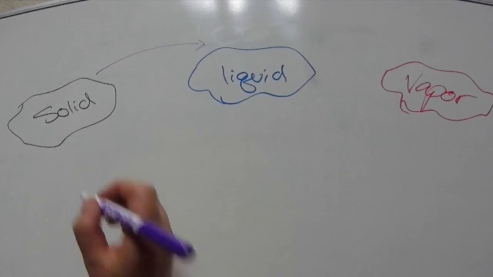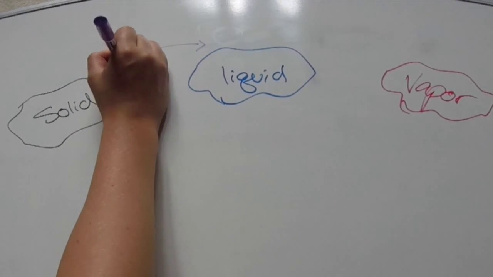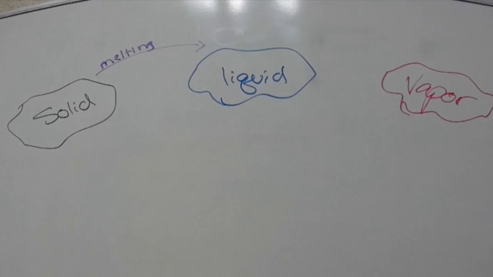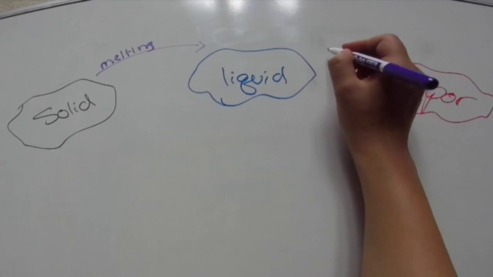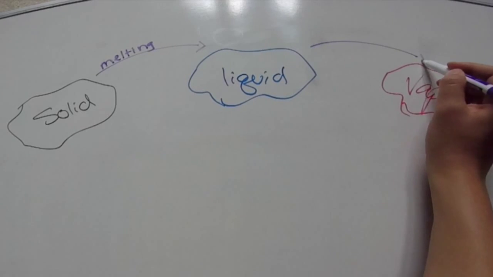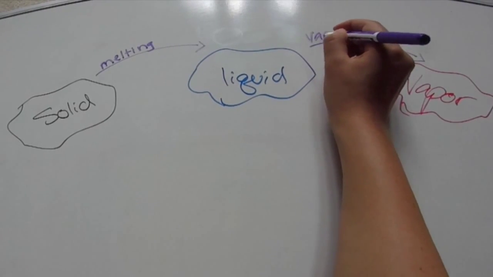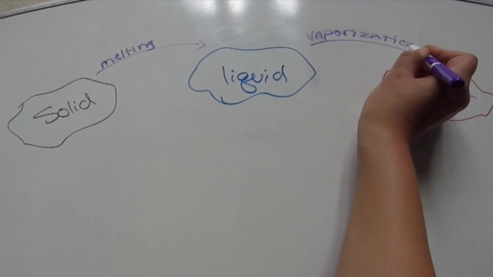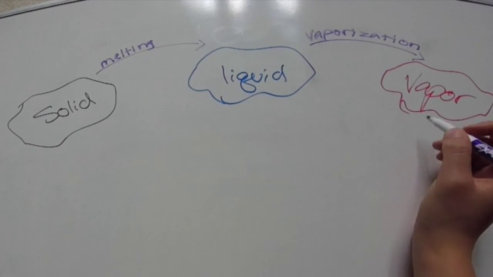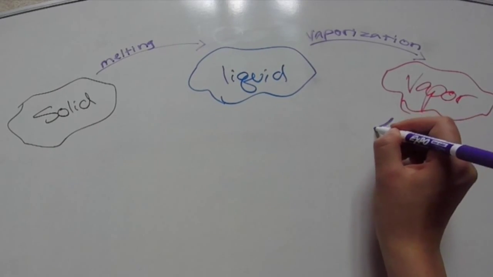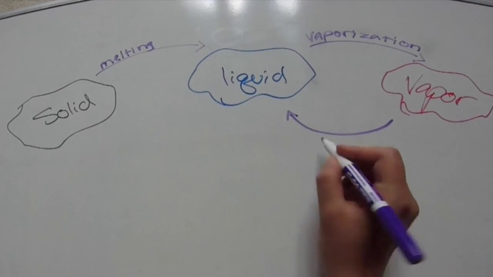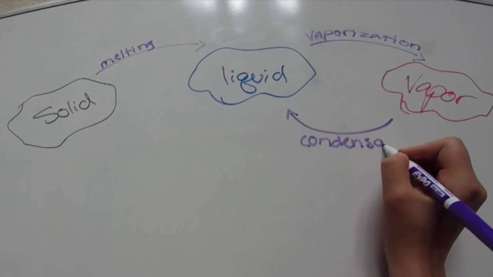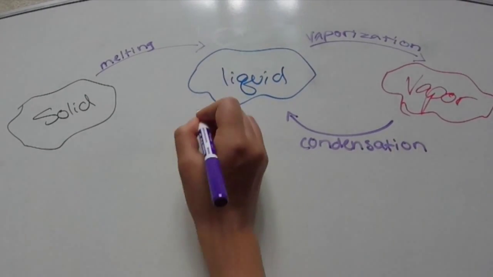Solid to liquid, for example, is known as melting. That's the solid ice in our glass of water turning into liquid water. Now, liquid to vapor is known as vaporization. That's the steam coming out of the kettle when you're heating up water to make tea or coffee. Now, the other way around, vapor to liquid, that is known as condensation. That's the steam from your shower, the water vapor, condensing on your mirror to form liquid water.